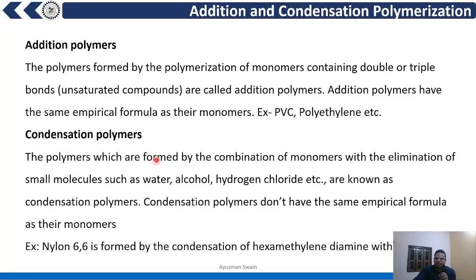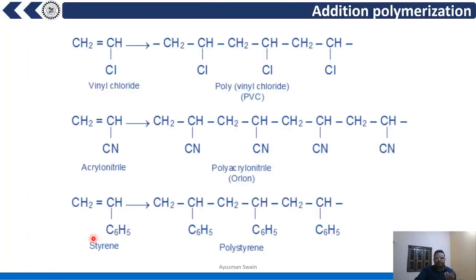Whereas condensation polymers are formed by the combination of monomers with the elimination of small molecules such as water, alcohol, hydrogen chloride, etc. Like these, small molecules will be released in these chemical reactions. And the example is nylon 6,6. This is the best example which you can write in your semester exam.